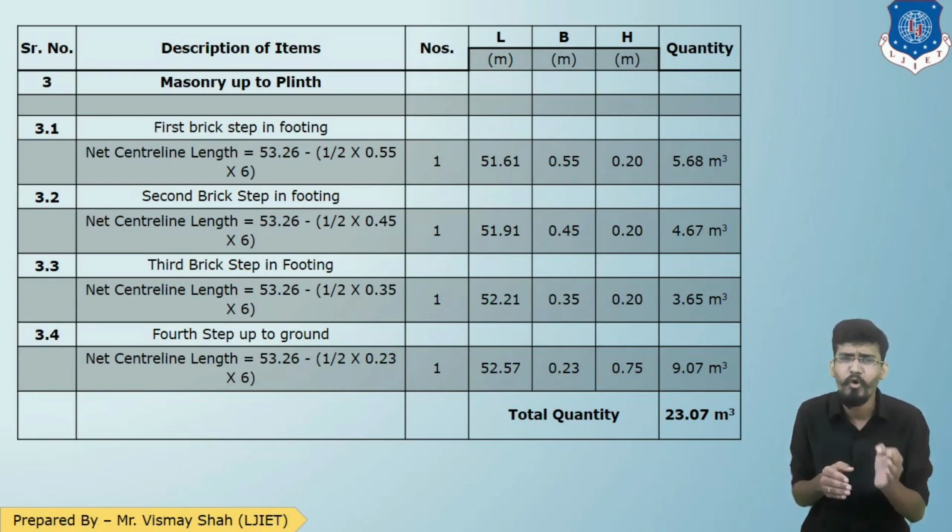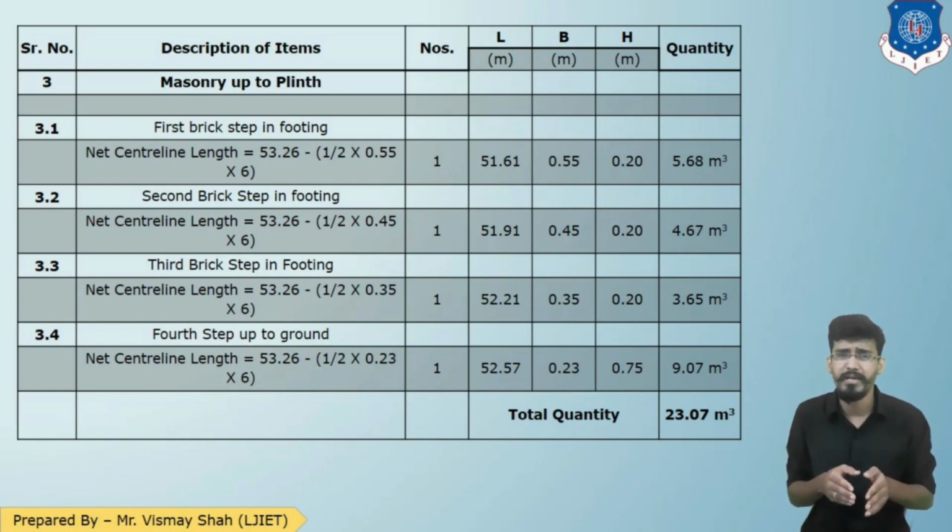Now talking about the fourth brick step footing, that is up to ground and the height is 0.75. You can check with the section drawing again. So we'll get the total quantity up to plinth as 23.07 cubic meter. So that is our third quantity.